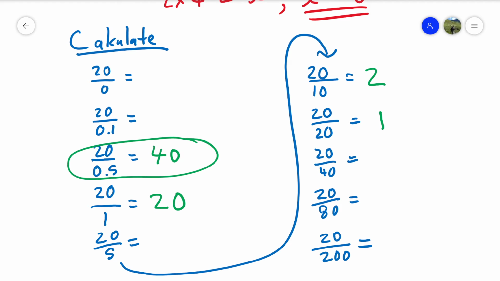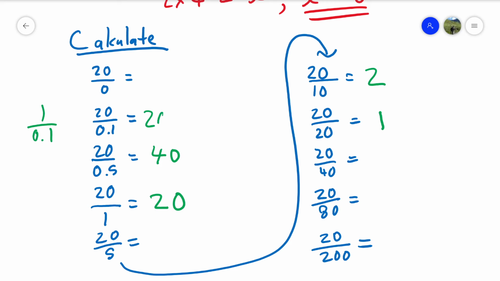20 over 0.5, 20 is 40 lots of 0.5, so it's 40. So this one, 1 over 0.1, well, that would be 10, so 20 of those must be 200. There you go, so that's that one. Let's leave 20 over 100 for a minute. 20 over 4, that goes in 4 times, so that's 5. 20 over 40, that's a half. 20 over 80, that's a quarter. This one's a tenth.